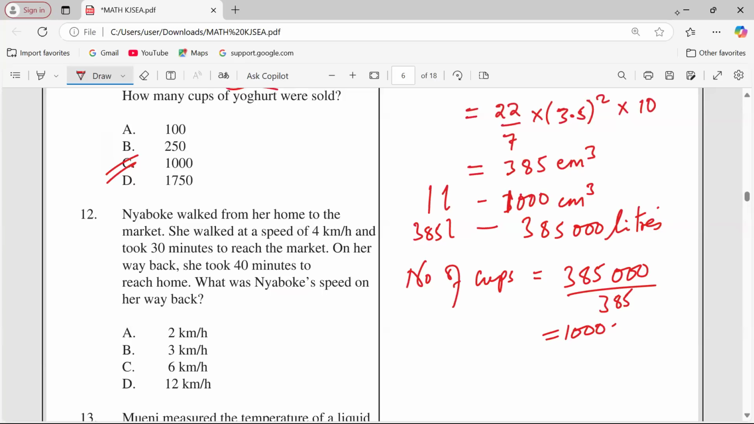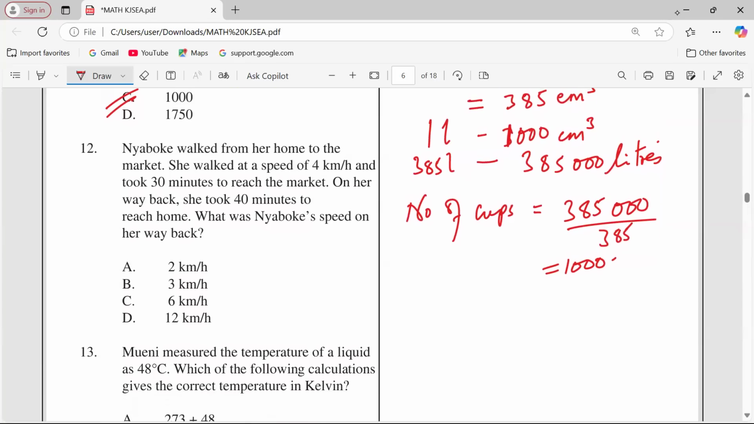Initial speed is 4 kilometers per hour. Time taken is 30 minutes, which translates to half an hour. So with speed and time, we can get the distance from home to market. Distance is usually given by speed times time. So we need a speed of 4 times half an hour to get 2 kilometers. So the distance is 2 kilometers from Nyaboke's home to the marketplace.